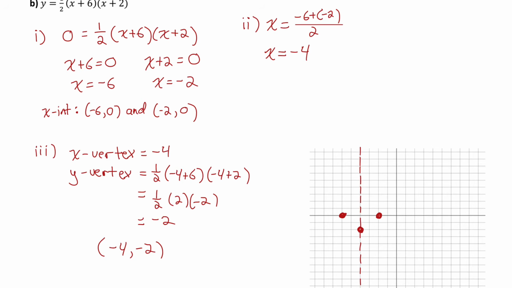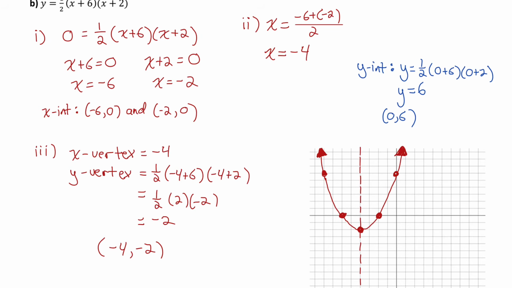And just like last time, let's be a little bit more accurate. Let's find the y-intercept as well. Wherever it crosses the y-axis, its x-coordinate will be 0. So I'll just calculate y by subbing in 0 for these x's. And evaluating this, a half times 6 times 2 is 6. So the y-intercept is at 0, 6. And then because parabolas are symmetrical, 4 units to the left of the vertex, it'll be at a height of 6 as well. And then I can connect the points.